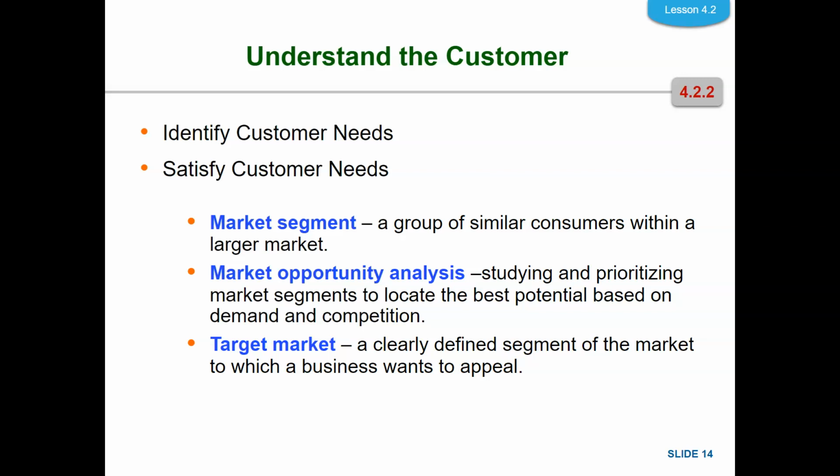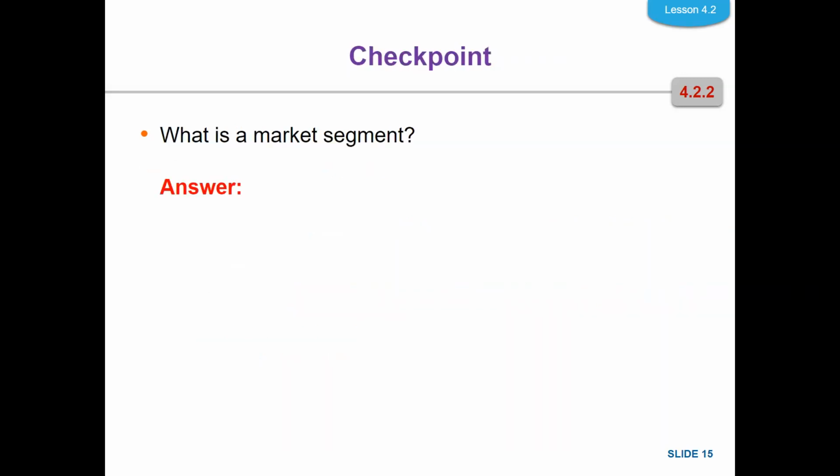Term 2, market opportunity analysis, is studying and prioritizing market segments to locate the best potential based on demand and competition. And target market is a clearly defined segment of the market to which a business wants to appeal. So going back to market segment, when you've identified all the different types of market segments, your target market is the one that you actually want to go after and actually market to. Okay, so checkpoint for 4.2.2 is this: what is a market segment? This is essentially just a definition. Okay, moving on to the next section.